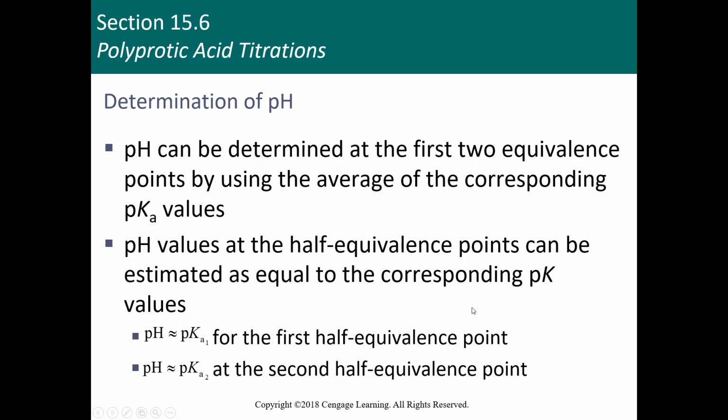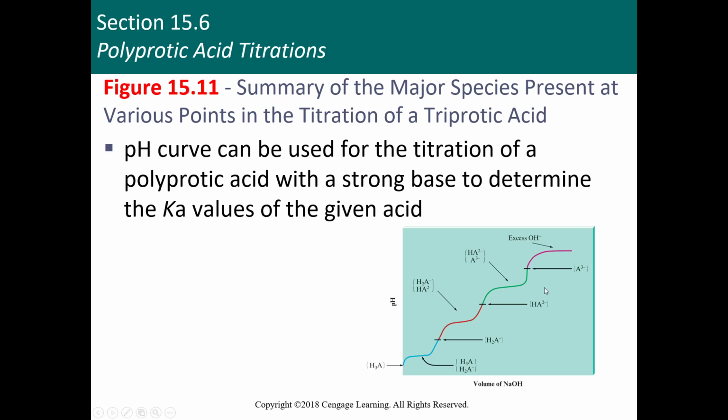So your pH can be determined at the first 2 equivalence points by using the average of the corresponding pKa values. The pH values at the half equivalence points can be estimated as equal to the corresponding pKa values. So the pH at the first half equivalence point is going to be approximately equal to the pKa1. The pH at the second half equivalence point, so this is the first half equivalence point about here. This one will be the second one about here. This one will be the third one right here. That's what these are indicating.